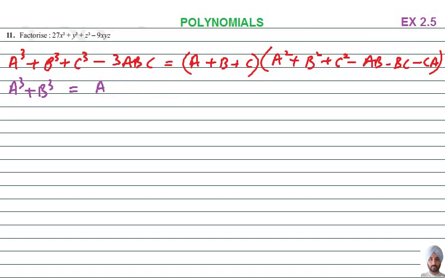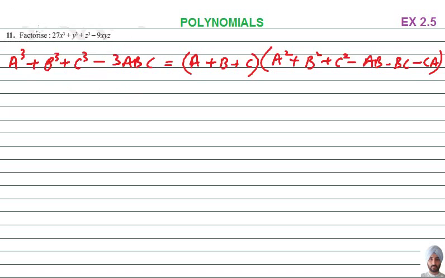So this is the identity that you need to learn. Learning is easier when you correlate your earlier learning. So that is why I always correlate what you have learned earlier with the new things.